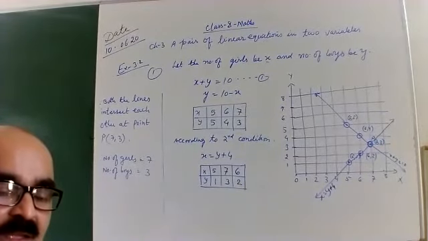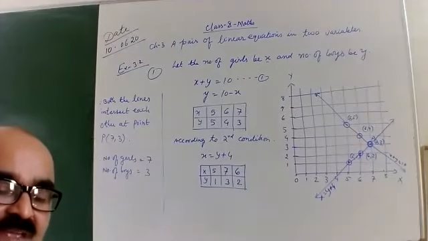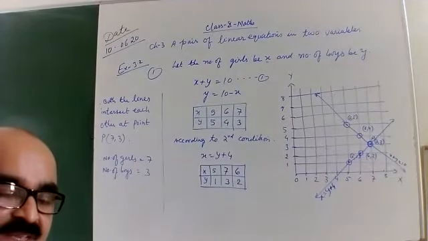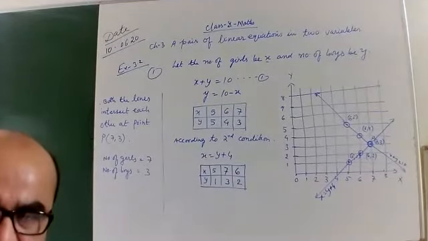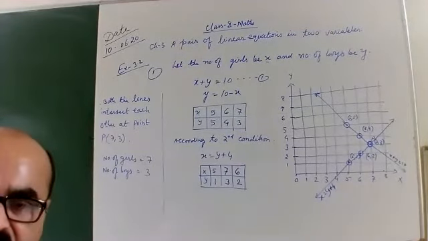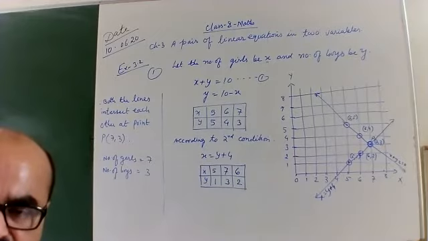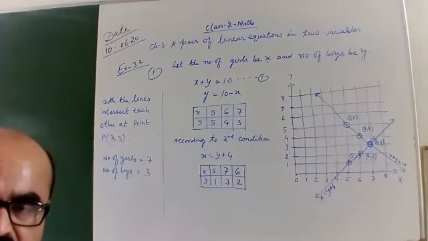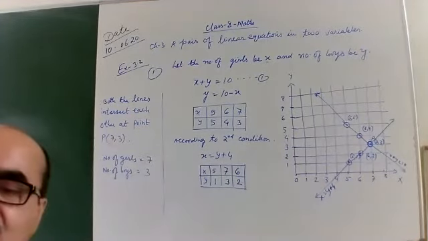5x plus 7y equals 50, and 7x plus 5y equals 46. When you solve these two lines, you can do it on your own. Yes, you can do it.